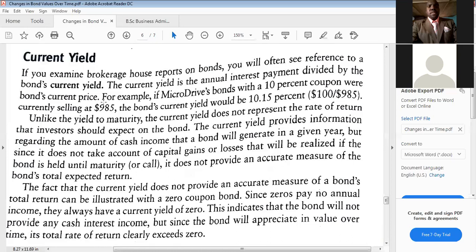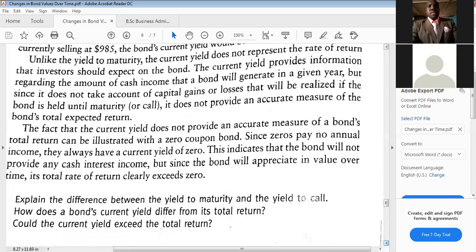Unlike the yield to maturity, the current yield does not represent the rate of return that investors should expect on the bond. The current yield provides information regarding the amount of cash income that a bond will generate in a given year. But since it does not take account of capital gains or losses that will be realized if the bond is held until maturity, it does not provide an accurate measure of the bond's total expected return.